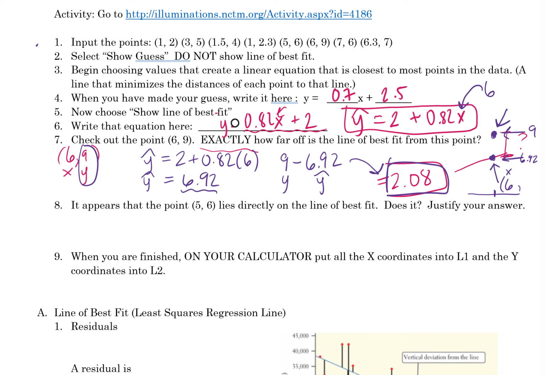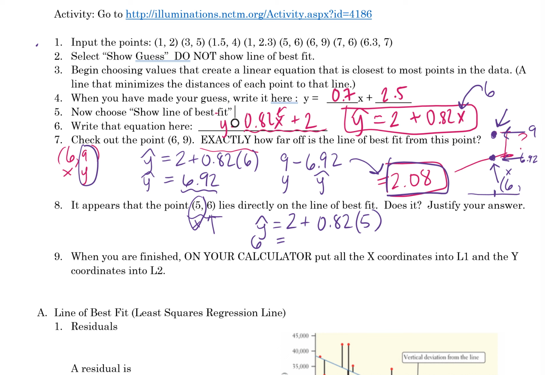So it says, it appears that the point (5, 6) lies directly on the line of best fit. Does it? Justify your answer. So how would you know for sure if this point lies directly on the line? Well, you would have to do a similar thing to what we did before. If the point lies on the line, then if I plug in 5 for x, I should end up getting 6 as my answer. And so, looks like I didn't actually do this, so now I'm going to have to do this real quick.